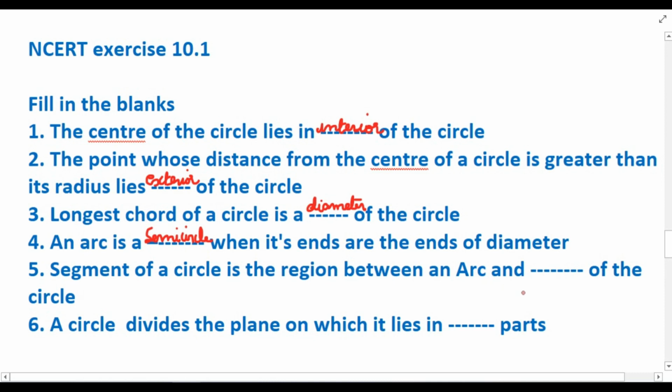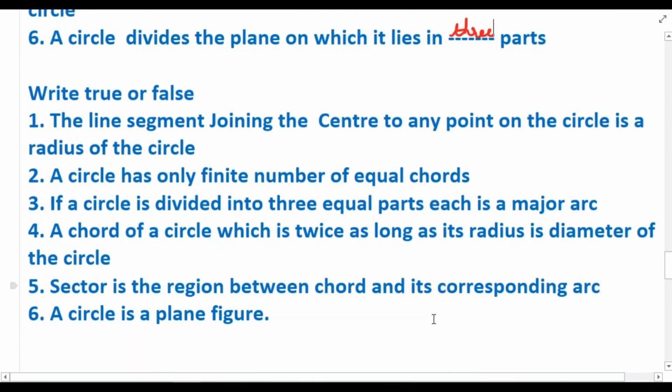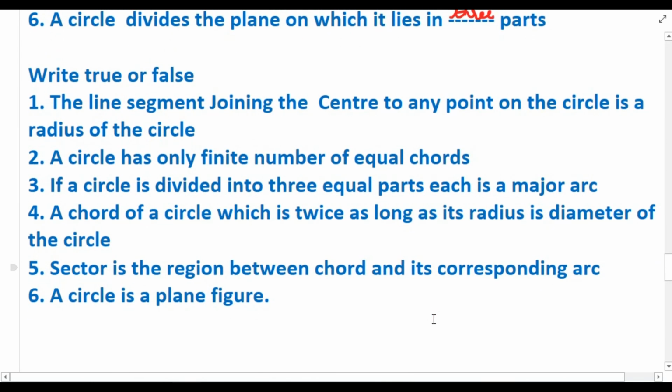A segment of a circle is the region between an arc and dash of the circle. Segment means the region between an arc and the chord of the circle. A circle divides the plane on which it lies into three parts. We know, interior, exterior and the circle itself. Next is true or false. The line segment joining the center to any point on the circle is the radius of the circle. So it is true. A circle has only finite number of equal chords. It is false.